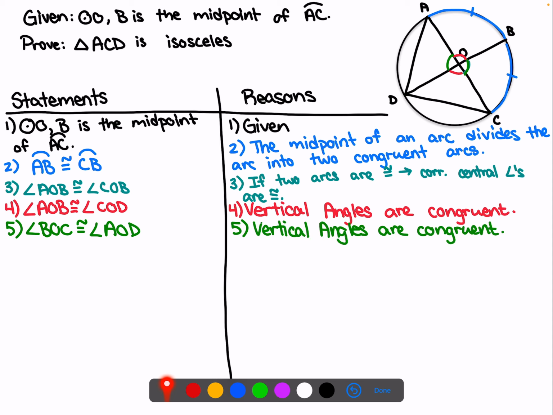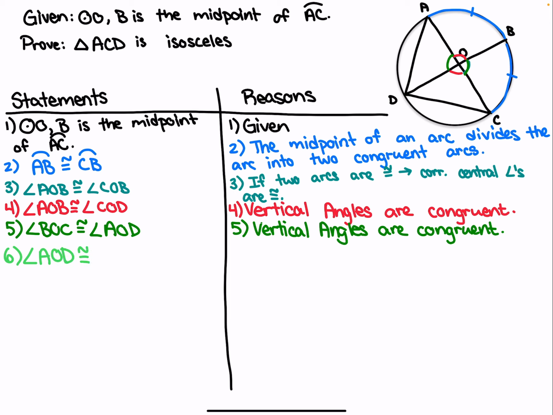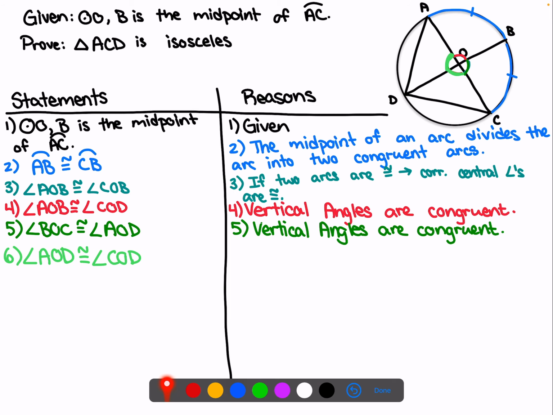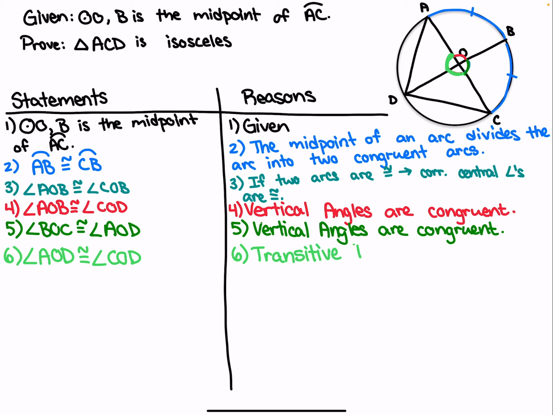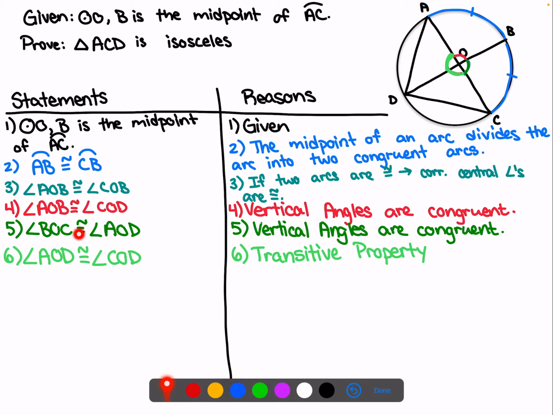Now, if AOB is congruent to angle COB, and these two angles in green are congruent, these two angles in red are congruent, well then I should be able to say that angle AOD is congruent to angle COD. And the reason I can say that is through the transitive property. If all these things are congruent to each other, then they're congruent through the transitive property. I'm just skipping all this congruency in steps 3 through 5 here.